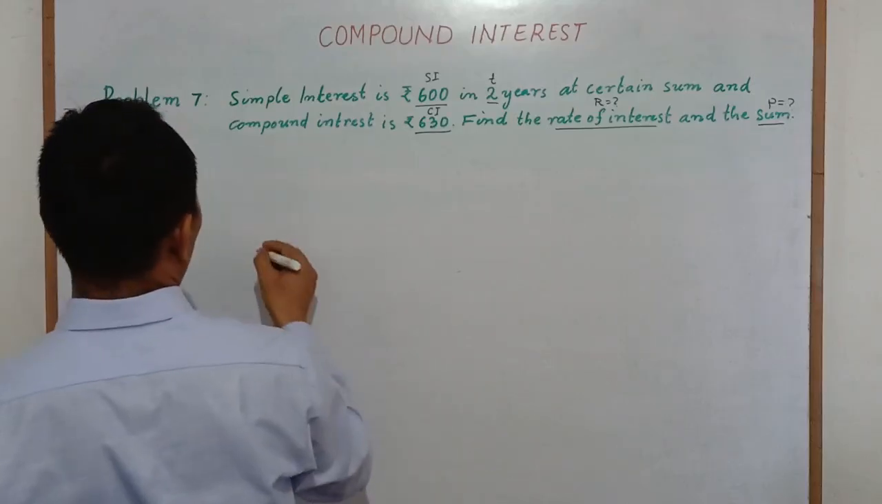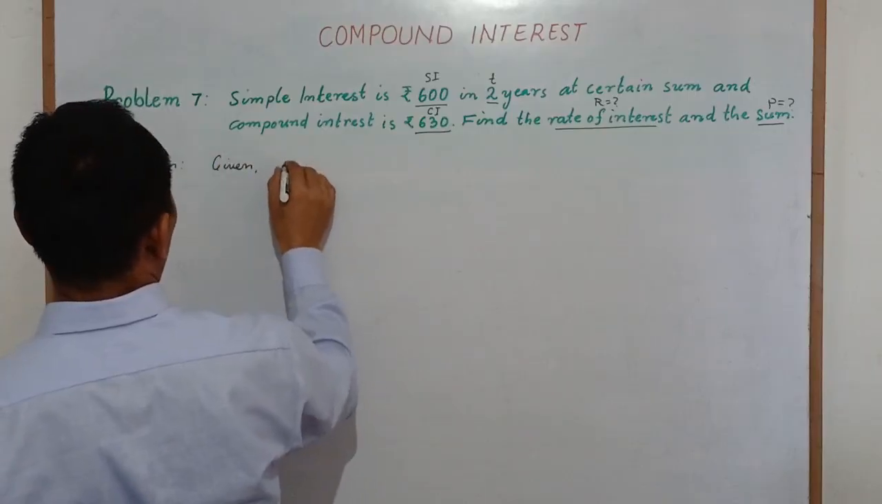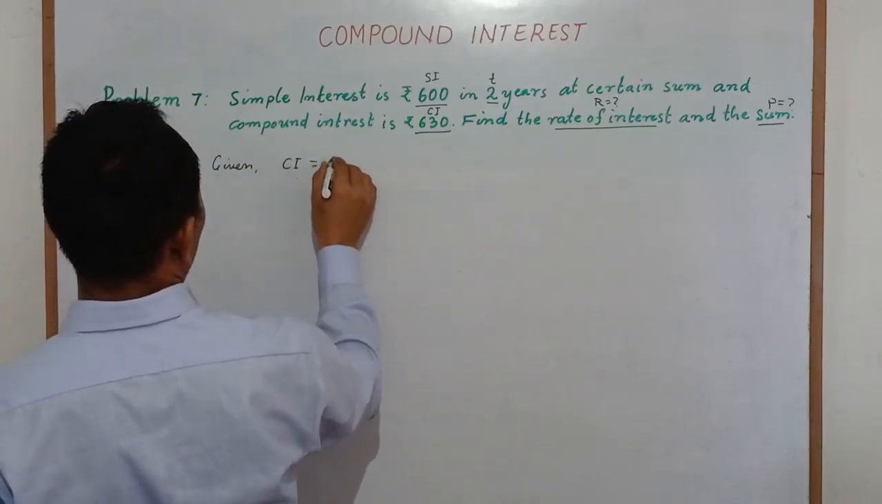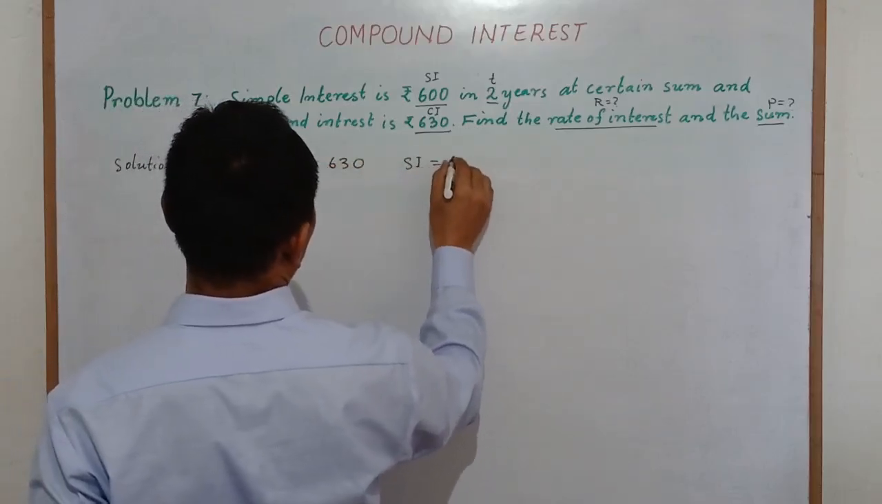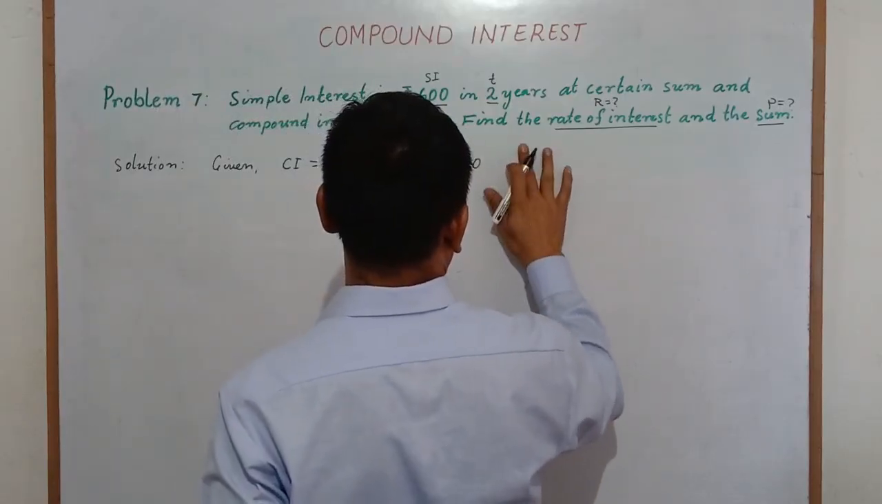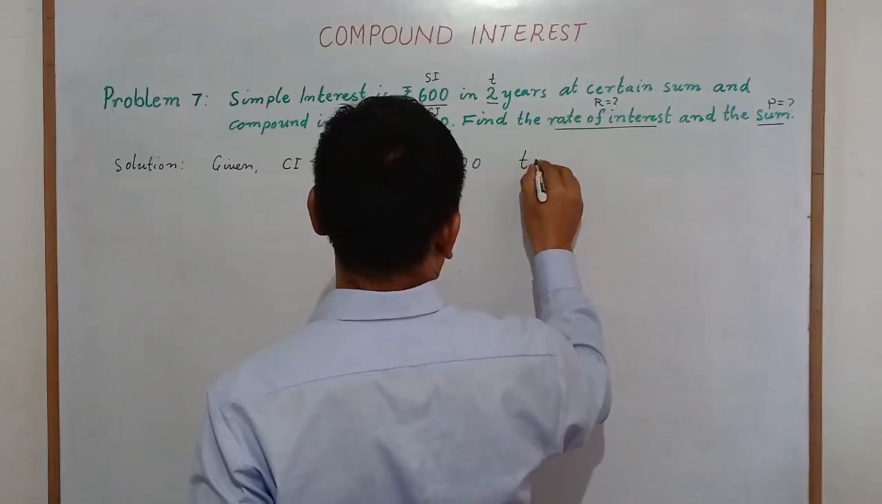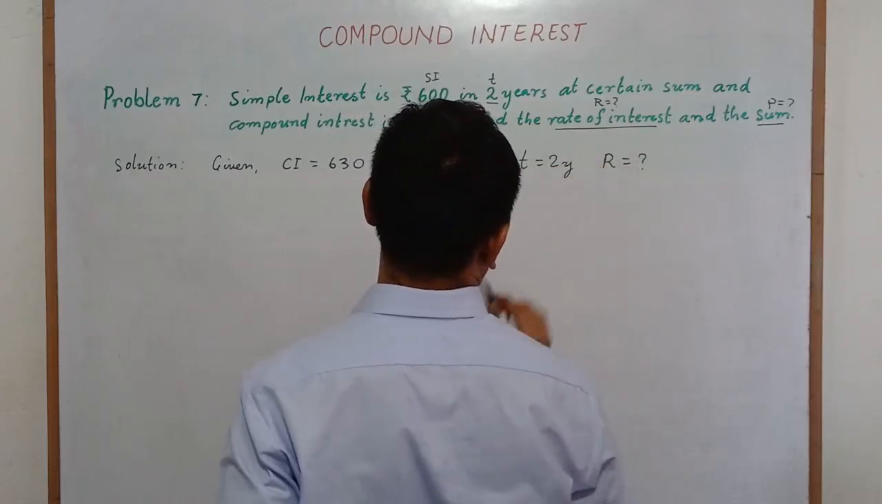Given: CI is equal to rupees 630, SI is equal to rupees 600, time equal to 2 years, rate to be calculated.